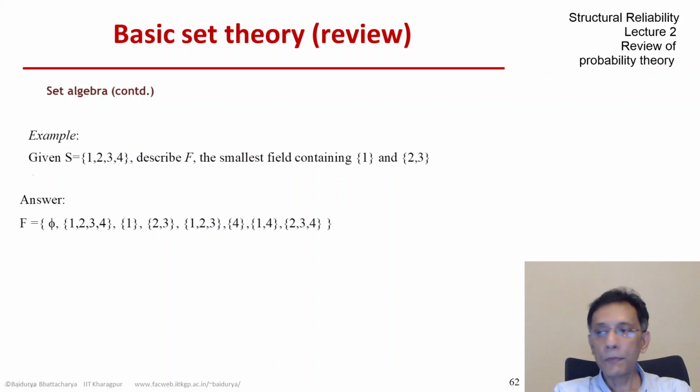Then the complement of that union should be there, so that's how we get {4}. And the moment we have {4}, then its union with {1} must be there, and its union with {2, 3} should be there. So that would be the smallest field that contains the 2 sets of our interest.